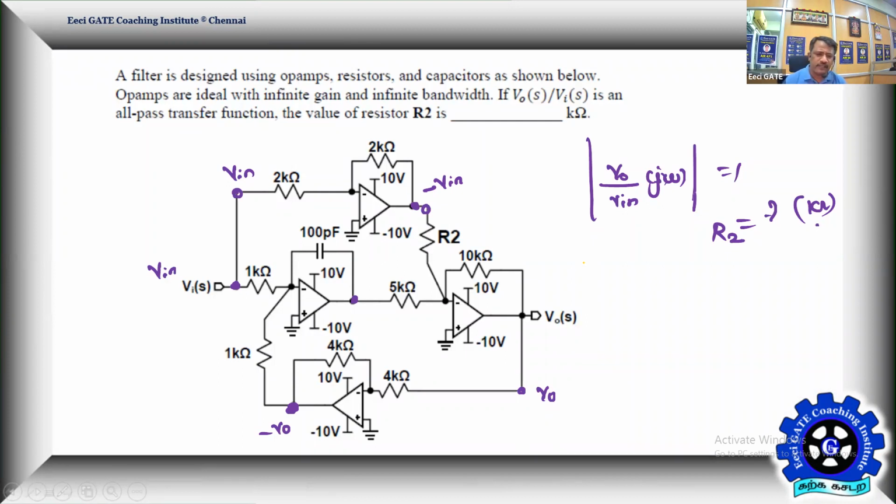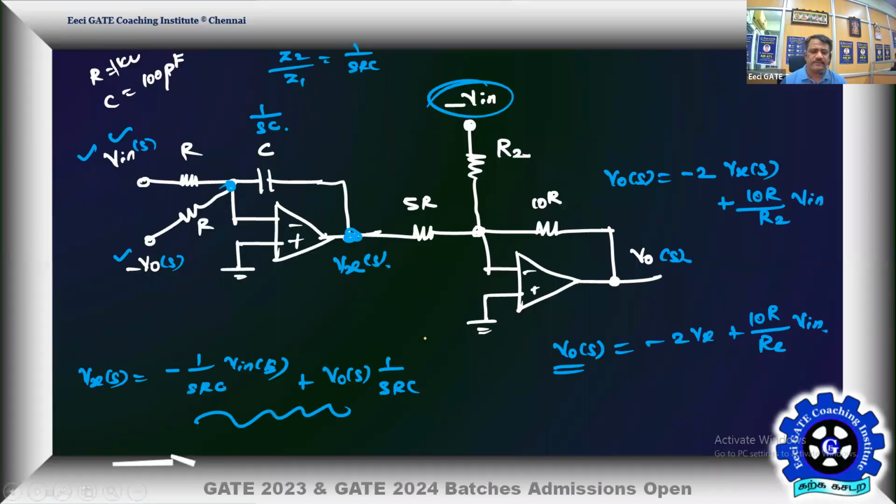So very interesting one. And the only surprise is the moment you see the problem, so many op-amps, you need to connect properly. And then you simplify. This is very easy to simplify. Rest you need to play. Okay, like this, that's the way to answer this problem.